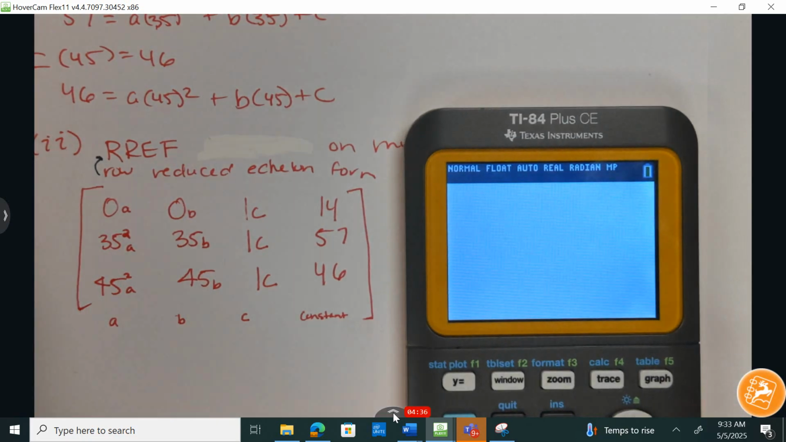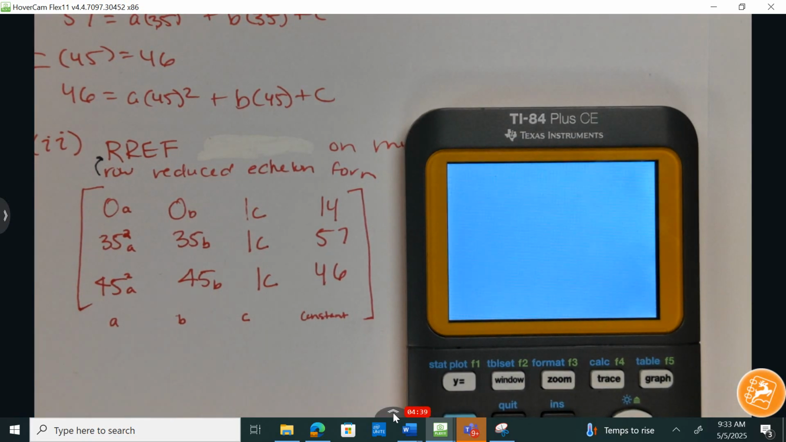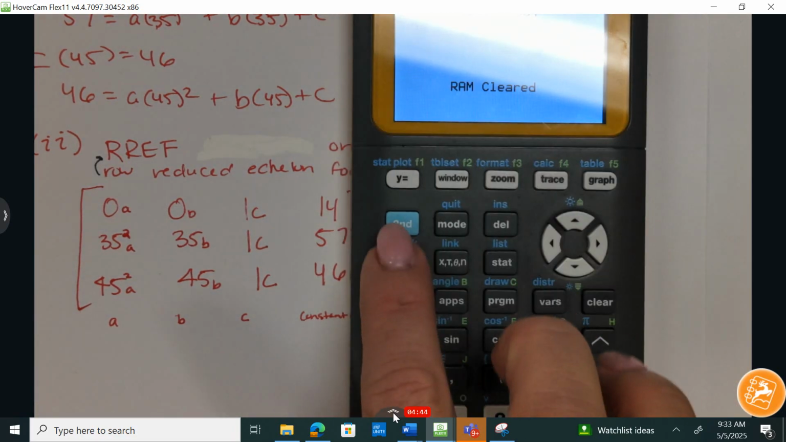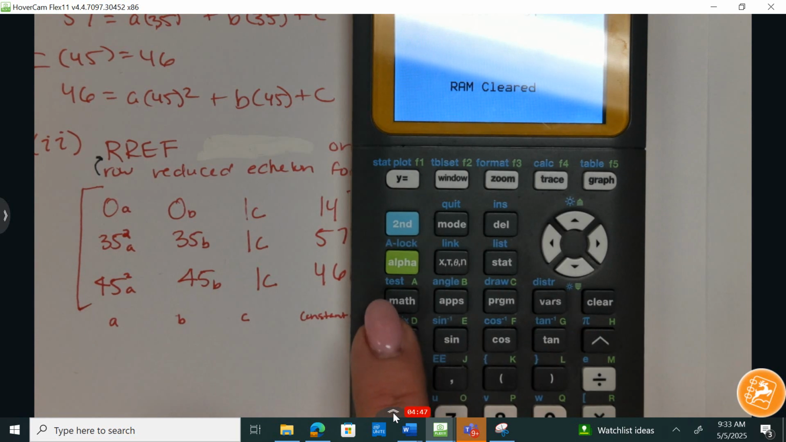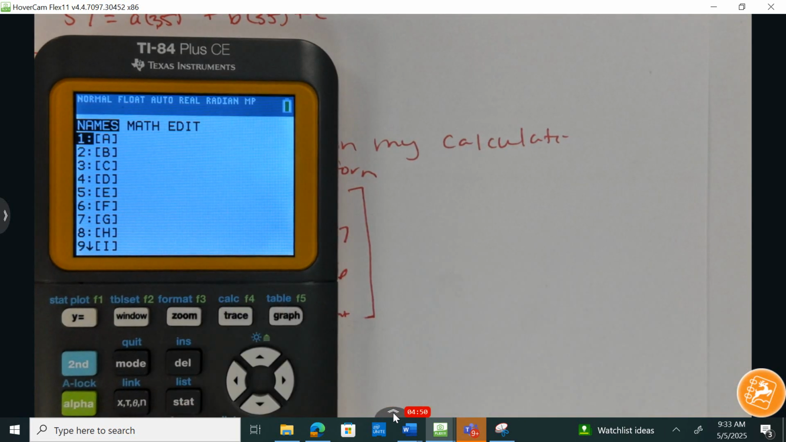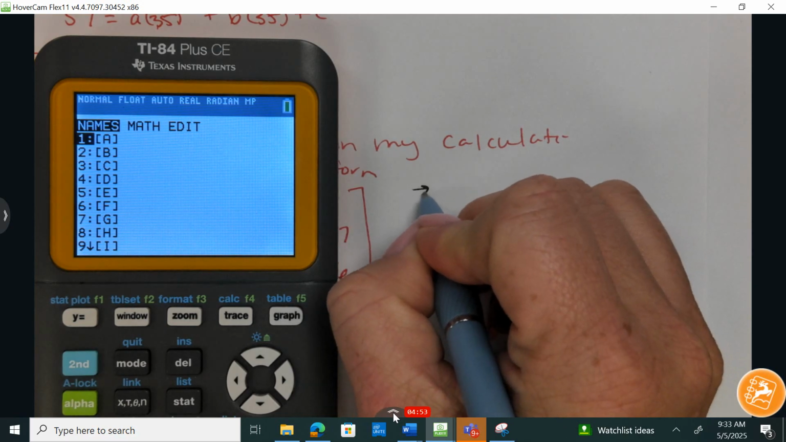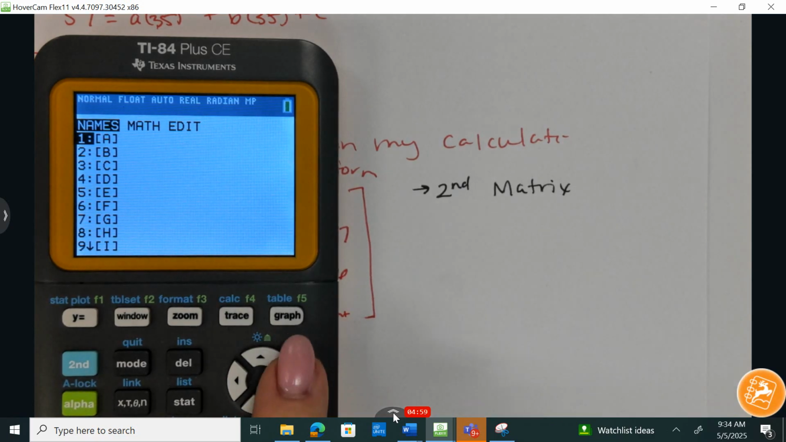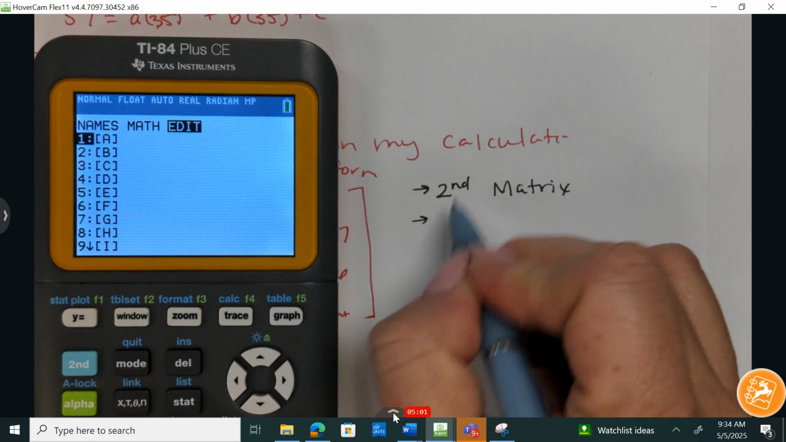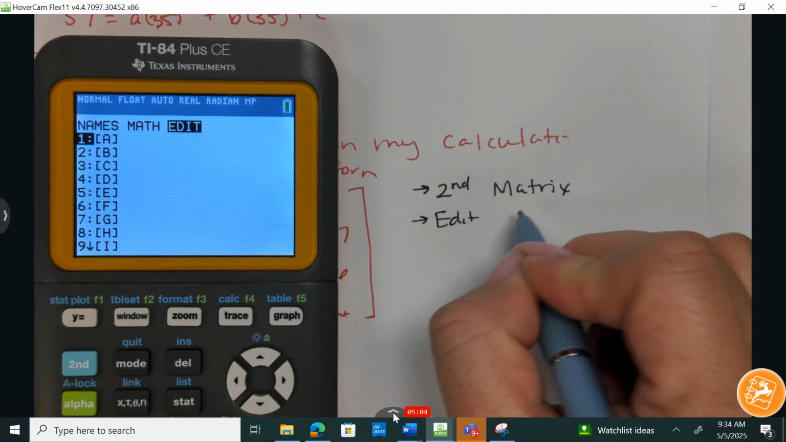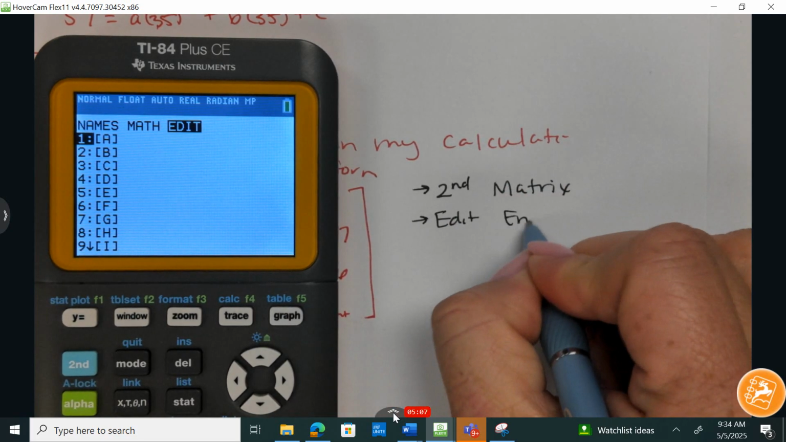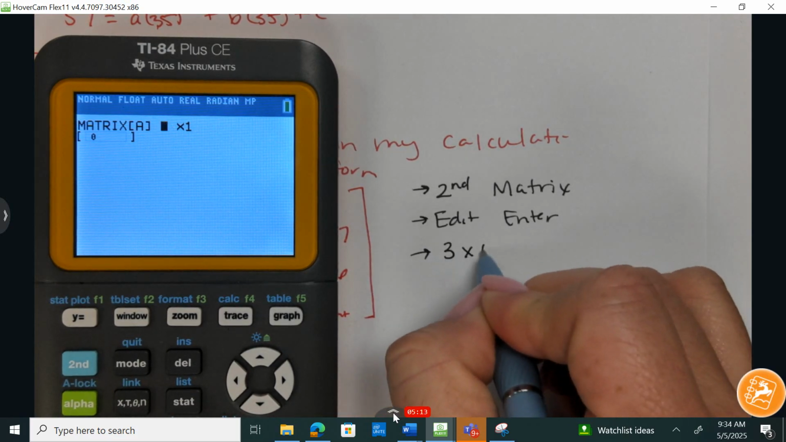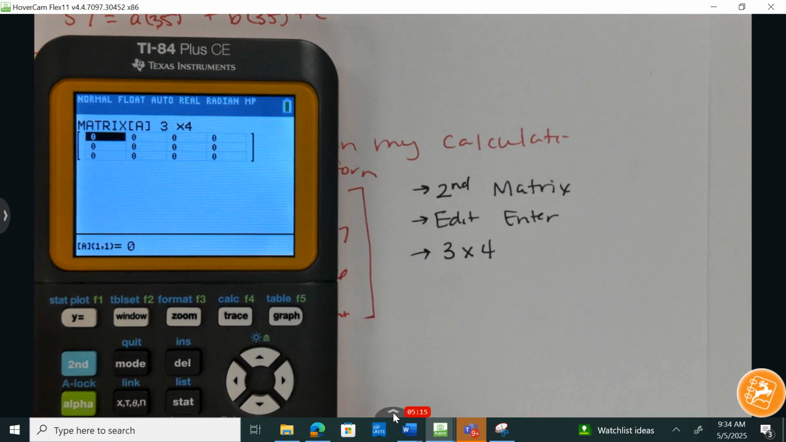Now we're going to reset our calculator, 2nd plus 7, 1, 2. And then these are the steps. The first step is we hit second, and then matrix. I'm going to write down these steps as I go. Step 1 is second, and then the matrix key. The next step is we go all the way over to edit and press enter. Now this is going to be a 3 by 4.